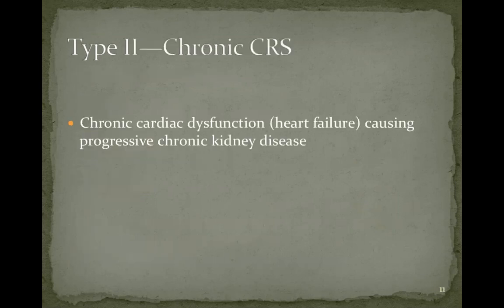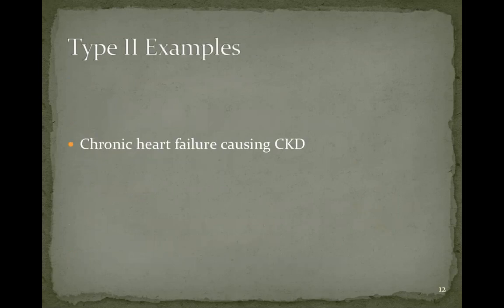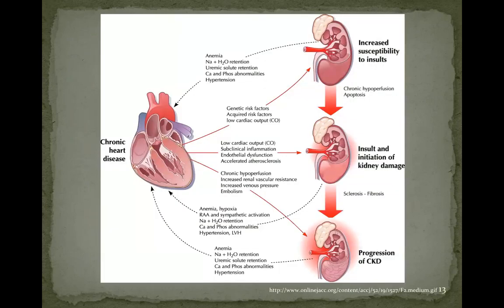Type 2 cardiorenal syndrome is more chronic. It's defined as a chronic cardiorenal syndrome. It primarily begins with cardiac dysfunction, which is long-term heart failure, and it subsequently causes progressive worsening chronic kidney disease due to hypoperfusion. Like I said, the main example that we'll see in type 2 cardiorenal syndrome is chronic heart failure causing subsequent chronic kidney disease. Here's a brief slide that demonstrates the pathophysiology of chronic heart disease subsequently causing chronic kidney disease.